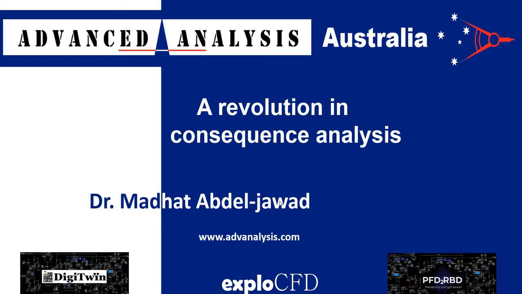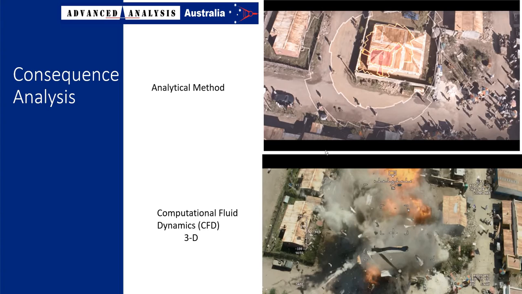There are two ways to analyze consequences of an explosion. The first is an analytical method, and this is the most commonly used method. This is the method that you see here. It produces some concentric circles. Perhaps in the red region might be over 1 bar, which is fatal, and in the orange region might be half a bar, which is near fatal.